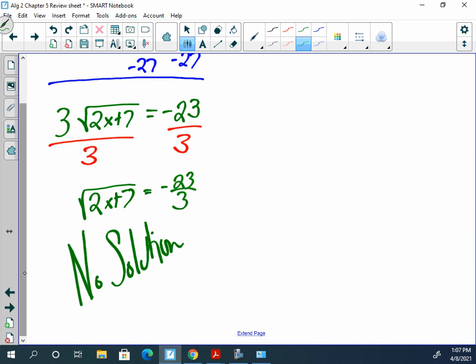Now at this point here, this problem is going to be a no solution because I cannot have a radical equal a negative number. Once we get the radical by itself and it's still equal to a negative number, it's a no solution because I cannot take the square root of a number and get a negative number. It just does not work that way.